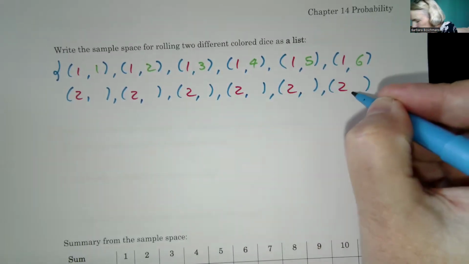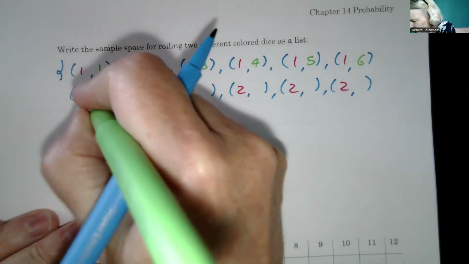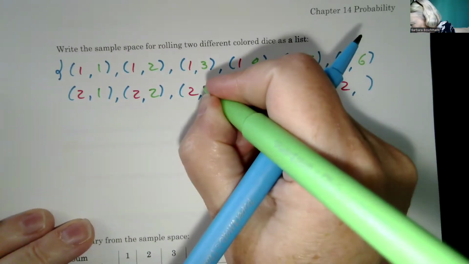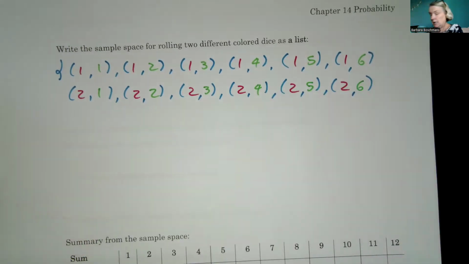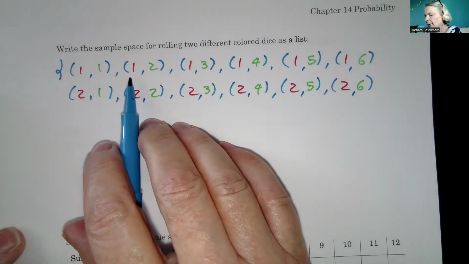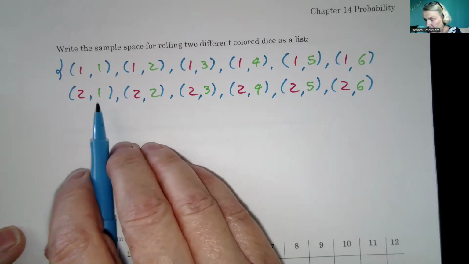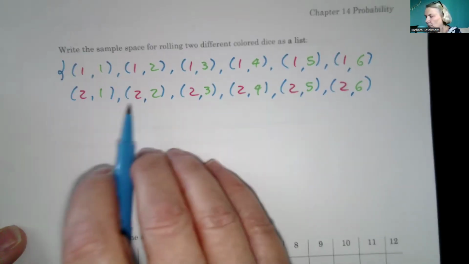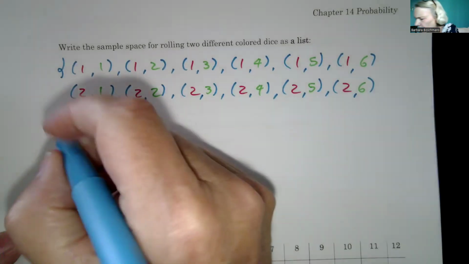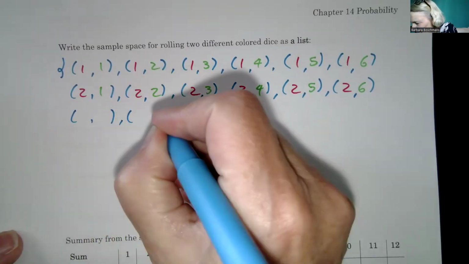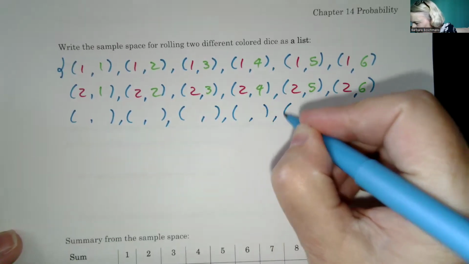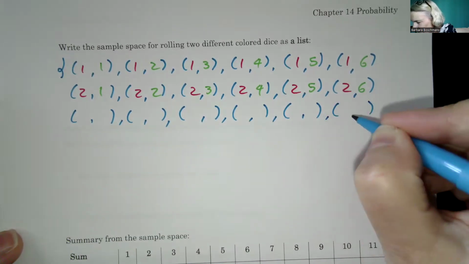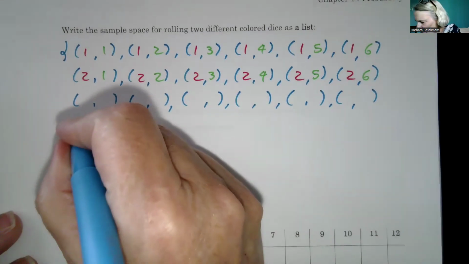And then that 2 can be combined with a green 1, 2, 3, 4, 5, 6. So what we're looking at in different colors is, as I mentioned, a red 1 and a green 2 is different than a red 2 and a green 1. If they're the same number, like a 1, 1, 2, 2, you only need one of them. You will continue this pattern for all 6 numbers you can have on red, and you will combine that.